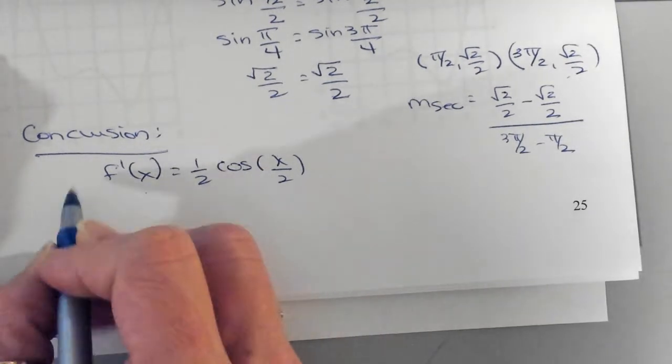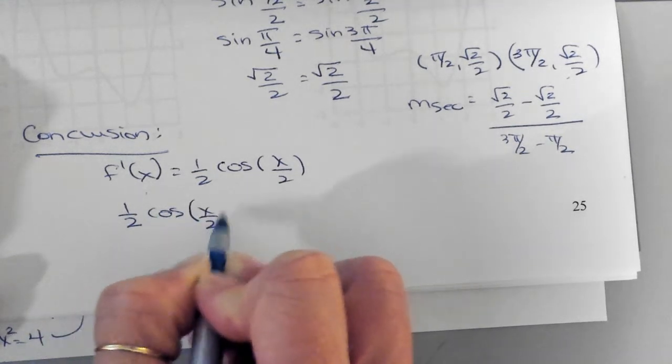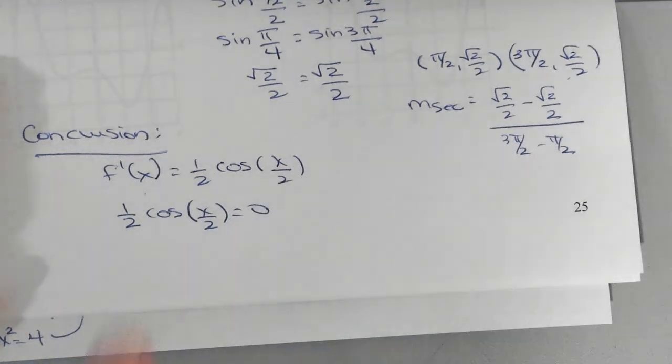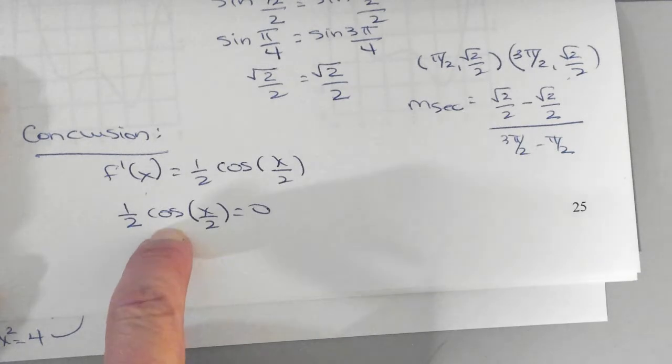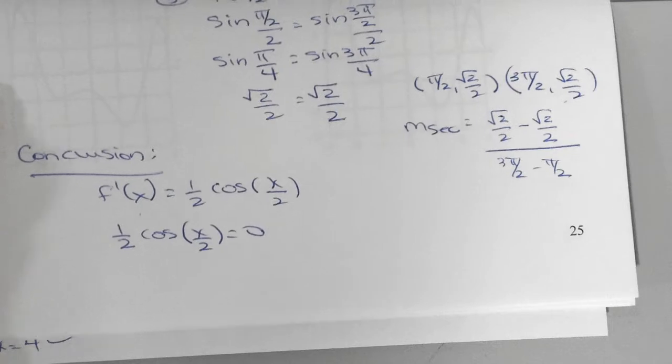So if the slope of the tangent line is equal to the slope of the secant line, we're going to say, okay, 1/2 cosine of x over 2 needs to be equal to 0. Basically, I'm saying, where is the slope of the tangent line 0? Yes? Did I miss something? Oh.